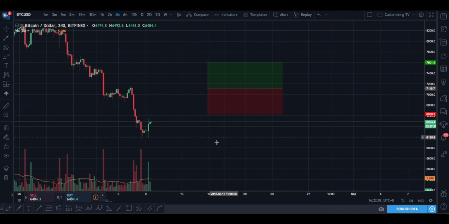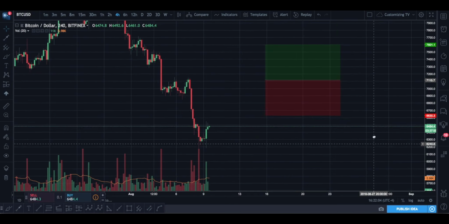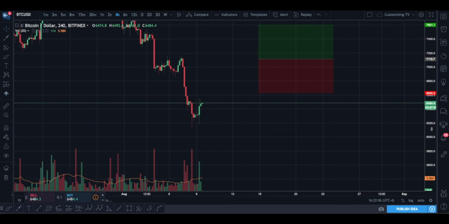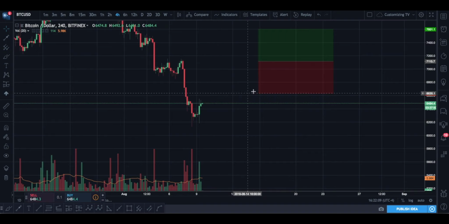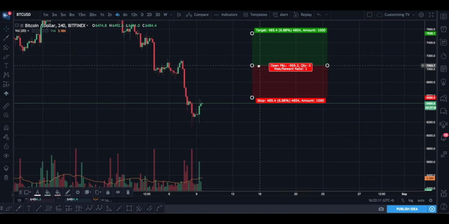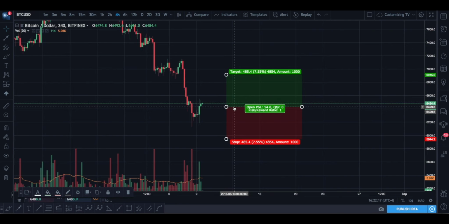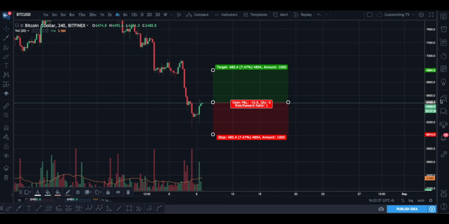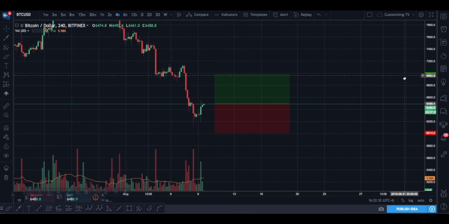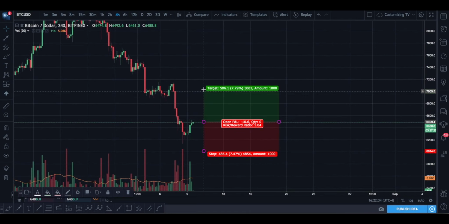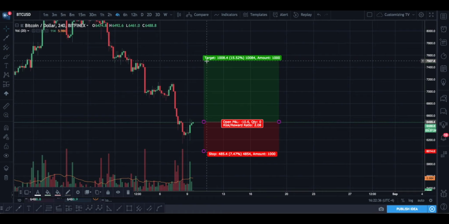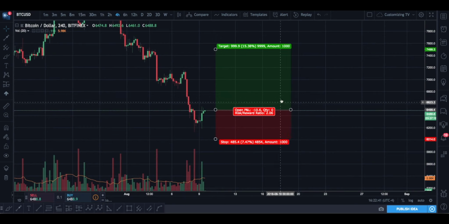So let's take this mock trade to see what a 2-to-1 ratio would look like, right? Bitcoin is hovering around 6,500 right now. Let's say you wanted to open up a long right here. The center here is where you open the trade. You're opening your long here at 6,500. And let's say that your target where you would sell is here, 7,500. All right. And your stop loss is over here at 6,000.